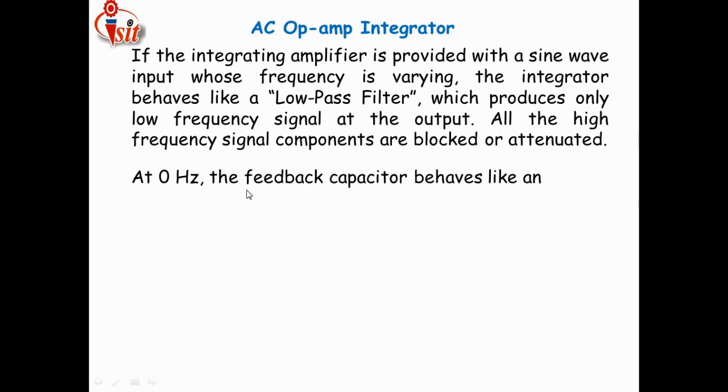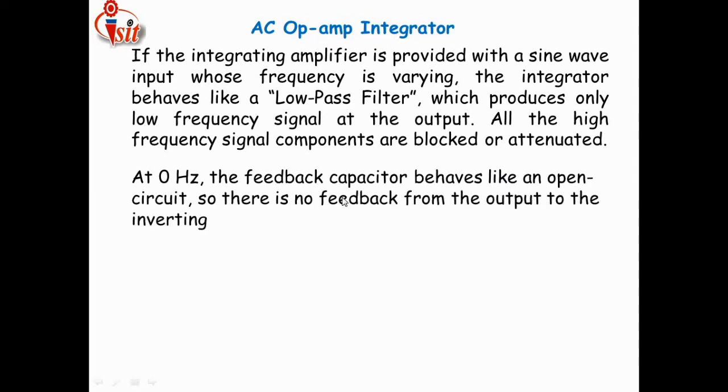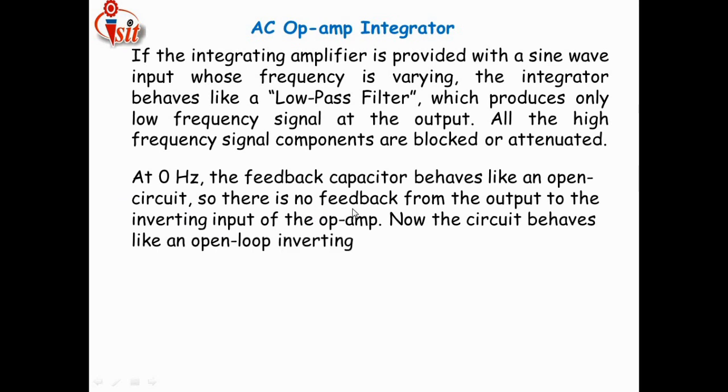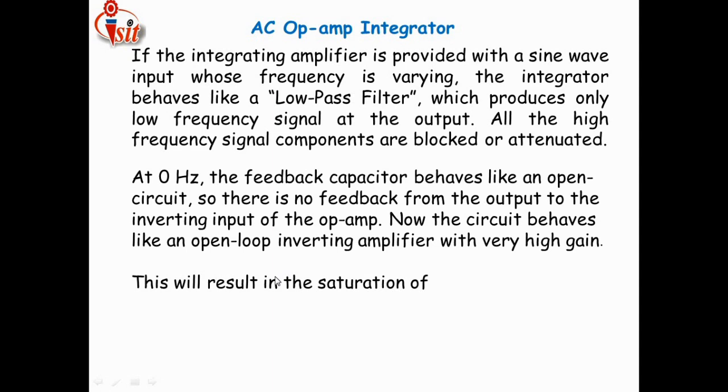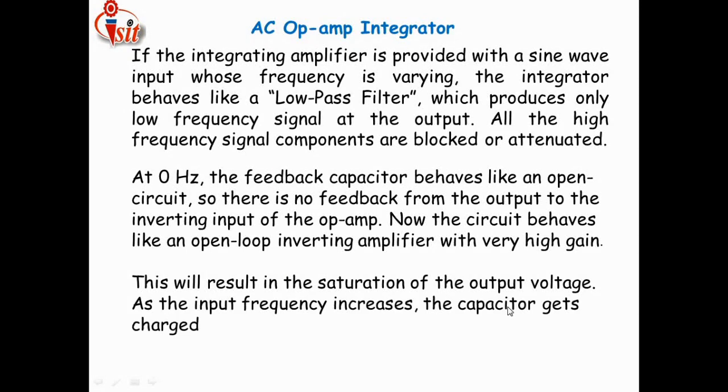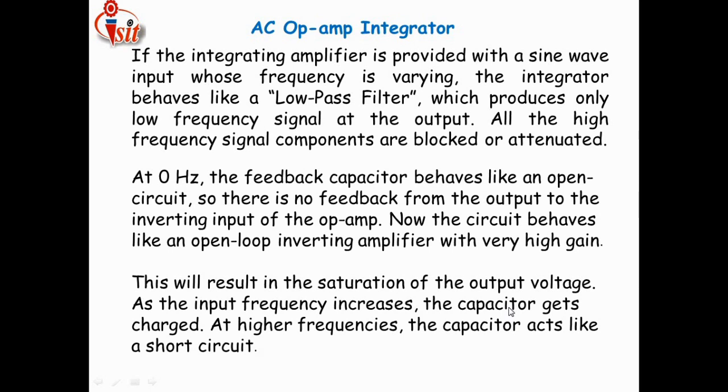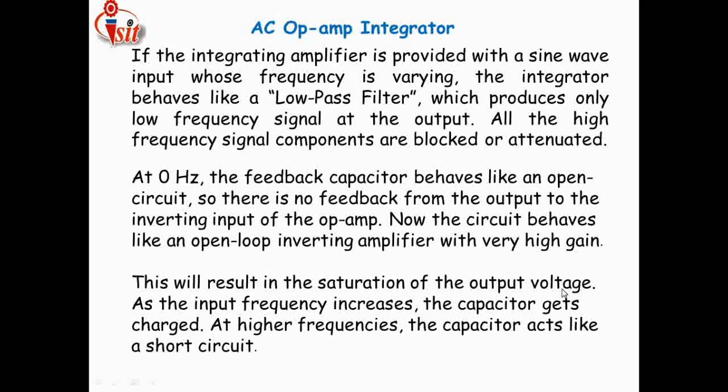Along with that, at 0 Hz, the feedback capacitor behaves like an open circuit. So there is no feedback from the output to the inverting input of the op-amp. Now the circuit behaves like an open loop inverting amplifier with a very high gain. That means the circuit behaves with open loop gain, that means there is no kind of feedback applied to the circuit. This will result in the saturation of the output voltage. That means the output voltage goes into the saturation stage, that is either positive saturation or negative saturation.